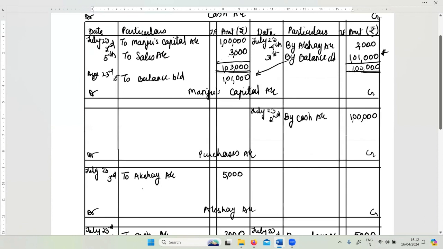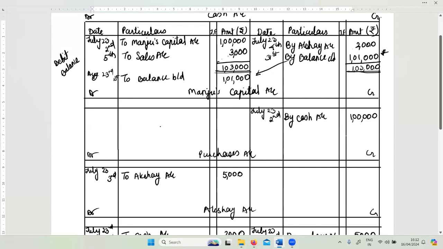Hopefully this is clear. So why am I saying now this particular ledger account, cash account, has debit balance? Debit balance means the side which is more is the balance. That much is remaining. So what is more in this case? It is debit. So debit side is remaining, and so it has a debit balance, and that debit balance is 1 lakh 1,000.